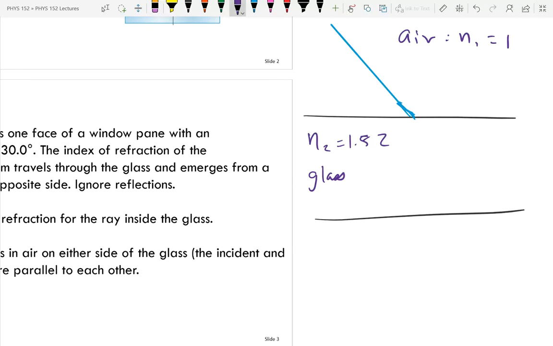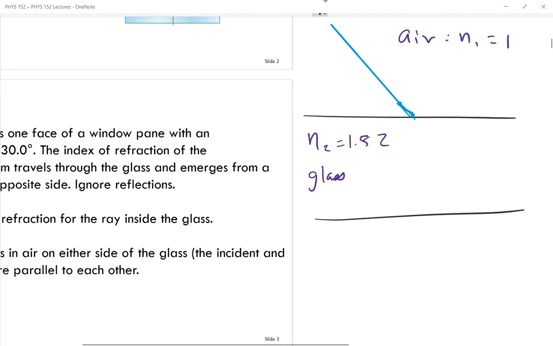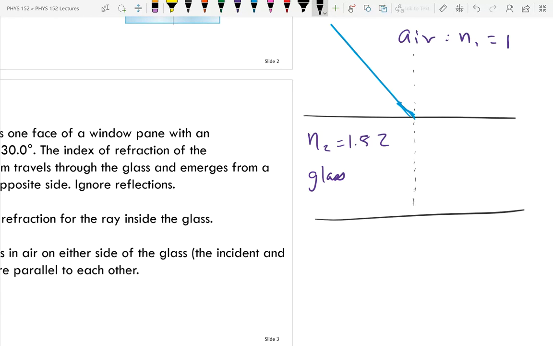Okay, more vertical, Alex says. More toward the normal. Why more toward the normal? Because it's going slower in the glass. If you go into a medium where it's going slower, as indicated by a higher index of refraction, then it bends toward the normal. And since the normal is vertical here, it's going to bend toward the normal. So I said one of the first things to do is always identify the normal, and then I can say, aha, it's going to bend toward the normal. So instead of going straight, it's going to bend more like that.